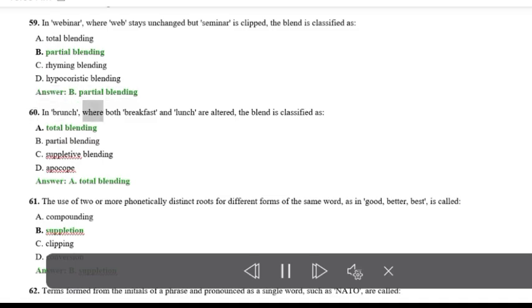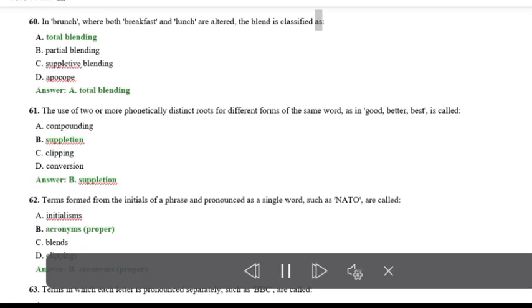60. In brunch, where both breakfast and lunch are altered, the blend is classified as A. Total blending. B. Partial blending. C. Suppletive blending. D. Apocope. Answer, A. Total blending.